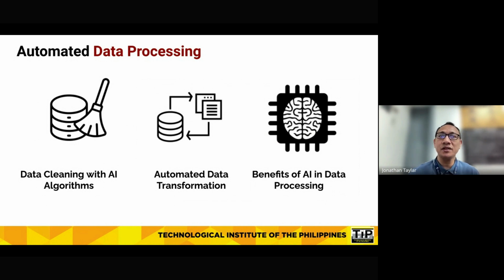For automated data transformation, this is where we convert our raw data into a format suitable for analysis, visualization, or other downstream tasks. AI-driven automation simplifies and accelerates this process by automatically performing tasks, for example, feature engineering, reducing the dimension of your data sets, and data aggregation. Some examples of this are feature engineering, dimensionality reduction, data aggregation, and summarization.